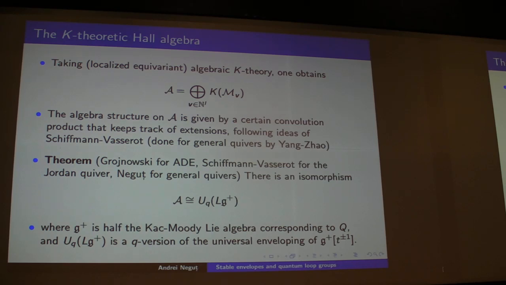I'm going to move on to Nakajima quiver varieties now, but if there are any questions about this pretty abstract statement, I think that would be a good time. Sorry, what does half mean? Half means in the same sense as half of SLN is upper triangular matrices. So G plus is like the analog of upper triangular matrices.